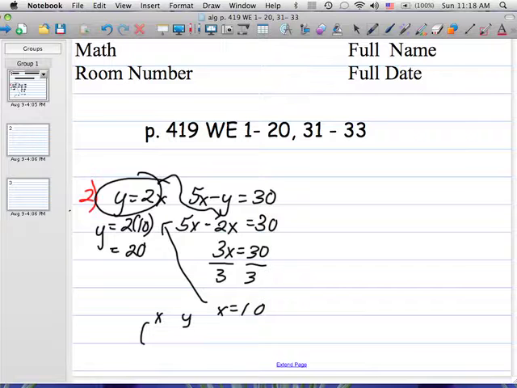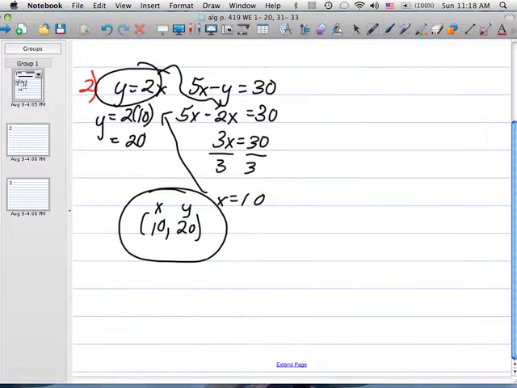So the x goes first, 10, 20. You might want to put your variables above there so you make sure you get them in the right order.